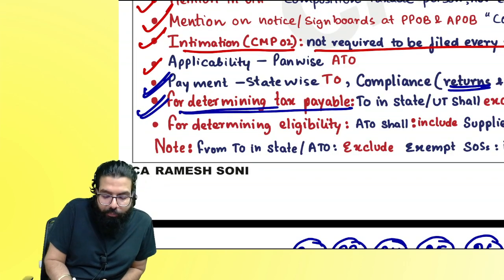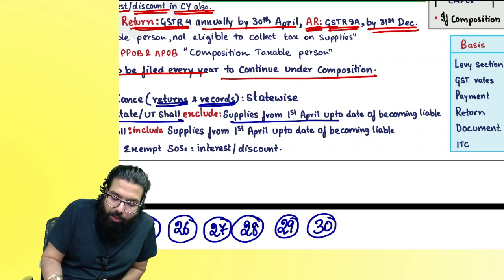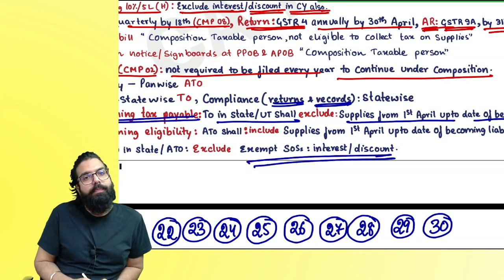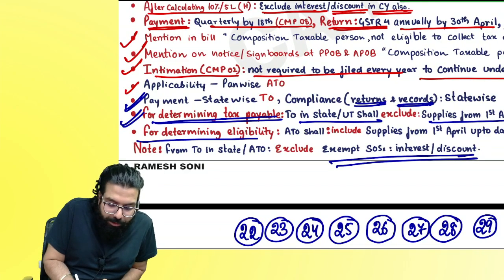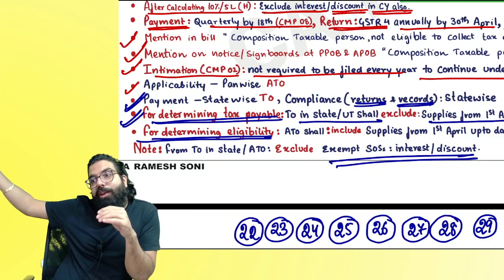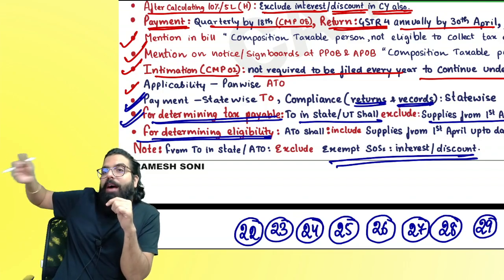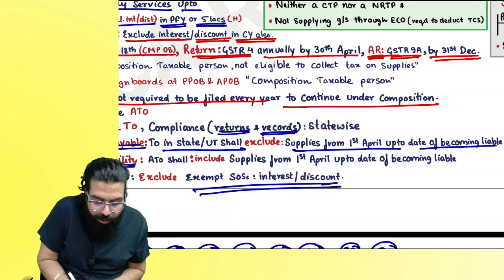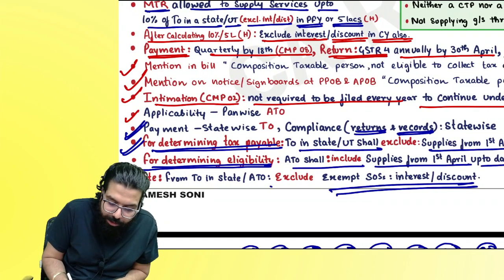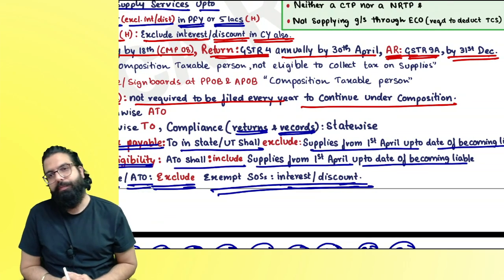So that's what they are telling. For determining tax payable, you have to exclude from the turnover the supplies from 1st April up to the date of becoming liable, and you have to exclude interest or discount. But for the purpose of determining eligibility, when you see last year's turnover, you will see from 1st of April up to the date of becoming liable, plus the turnover after that also. So you will include supplies from 1st April up to the date of becoming liable, but you will always exclude interest or discount from turnover or aggregate turnover.